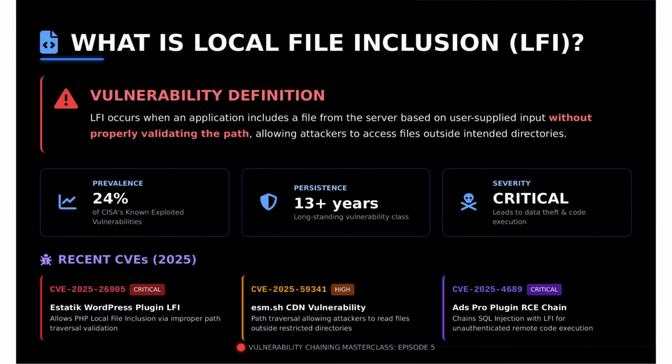Let's start simple. Local file inclusion means the application lets users request files from the server, but doesn't properly check what path you're asking for. So instead of just fetching a safe file like about.php, an attacker can trick it into showing /etc/passwd, which lists system accounts. Why care? Because 24% of vulnerabilities actively exploited today involve LFI, and this issue has stuck around for over a decade. It's not just theoretical. Plugins, CDNs, even ad platforms have had critical LFIs reported just this year.